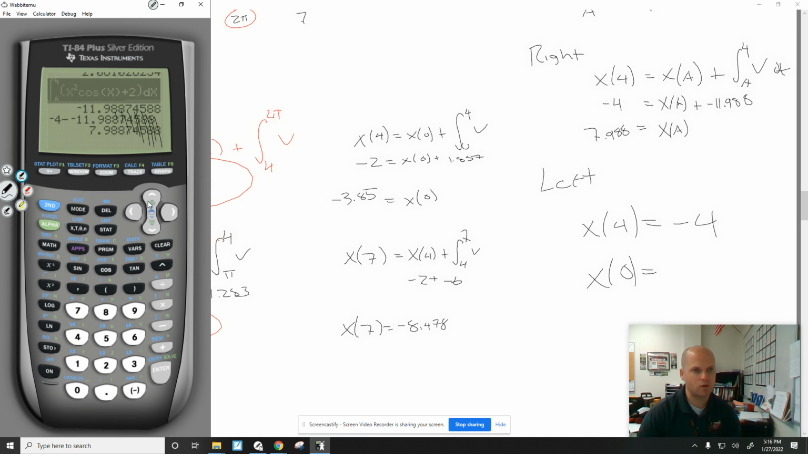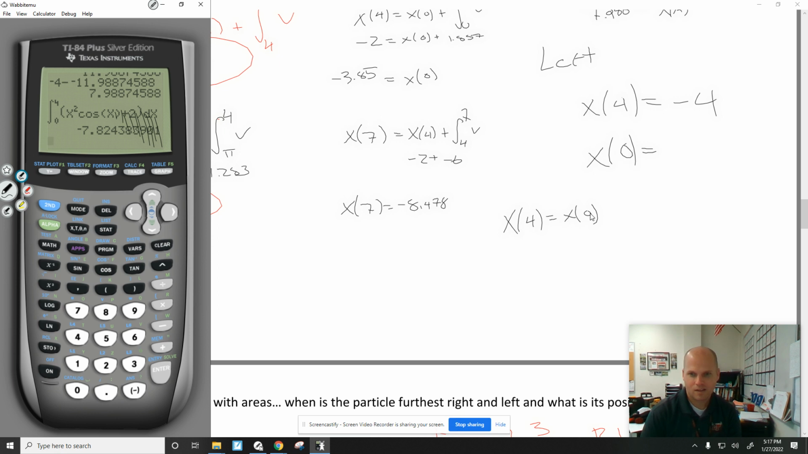My displacement from 0 to 4 is negative 7.824. Okay, what does that mean? That means I ended up 7.82 units to the left of where I started. I started somewhere where my displacement between the two was 7.82 units to the left.